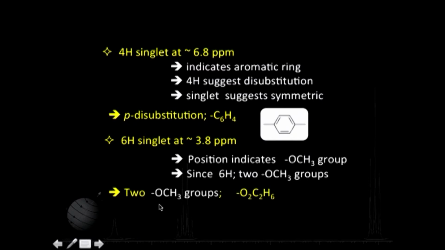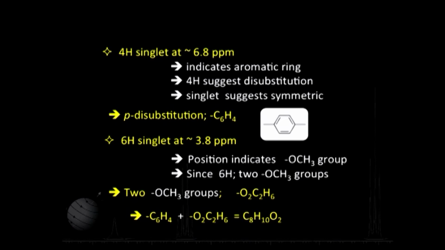Okay, if that be so, our fragment now comes out to be 2 OCH3s put together, which give me O2C2H6. So, there are 2 fragments, one fragment is C6H4 and the second fragment is O2C2H6. I put the 2 together. When I put the 2 together, these fragments add to give me C8H10O2, and that is my molecular formula. That means I have been able to account for the molecular formula in terms of the fragments I have identified.